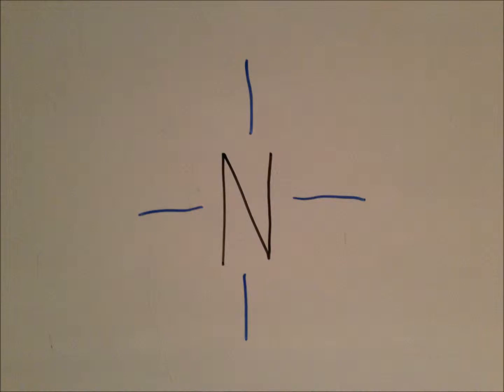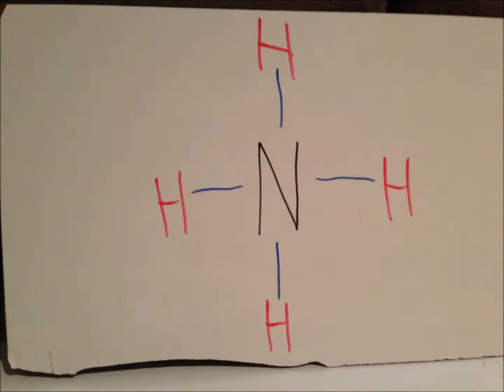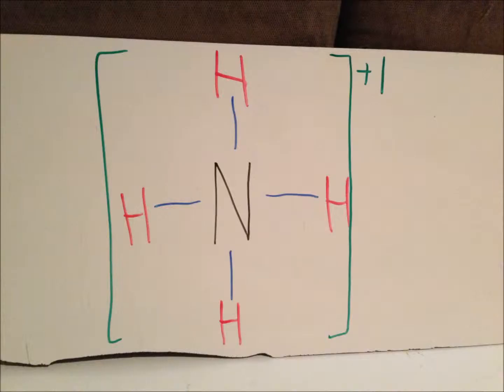Next, you put the 4 bonds around the nitrogen, 1 on each side. Then you put a hydrogen with each one of the bonds. Like you did with the anions, you must put brackets and the charge around the compound. So for this compound, you put brackets and a +1 charge.